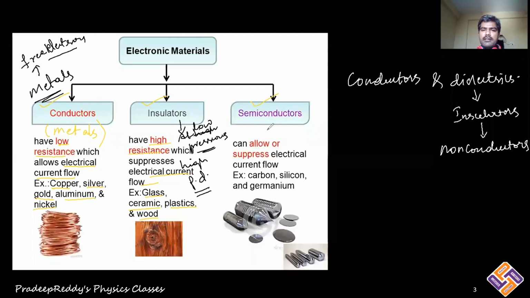Coming to semiconductors, they can allow or suppress electrical current flow. Examples of semiconductors are carbon, silicon, germanium, arsenic, phosphorus. Semiconductors are those materials whose conductivity lies between conductors and insulators. Under external conditions, semiconductors can behave as conductors, whereas in some cases they behave as insulators.